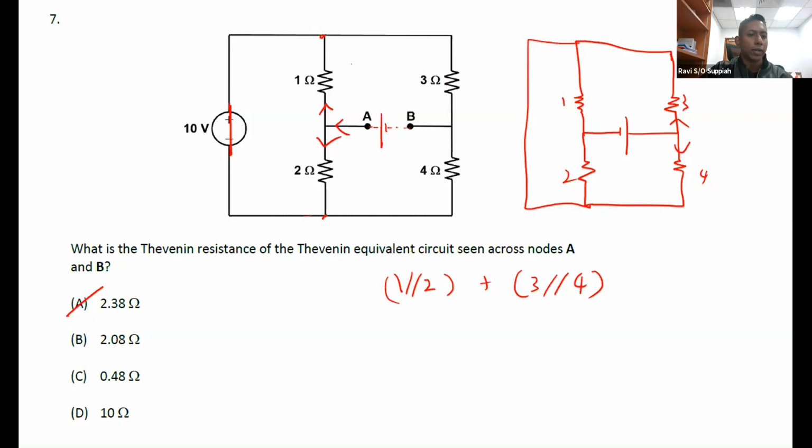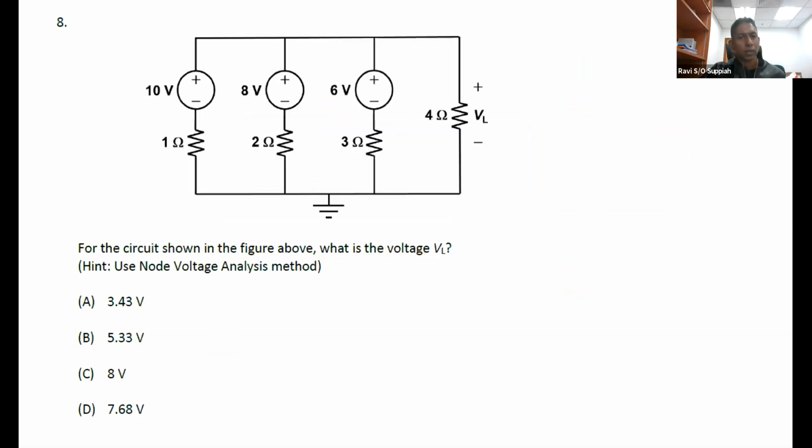Okay, so that is how you get the answer over here. For this question, we are supposed to find VL, and you're already given a hint saying that you should use the node voltage analysis method.